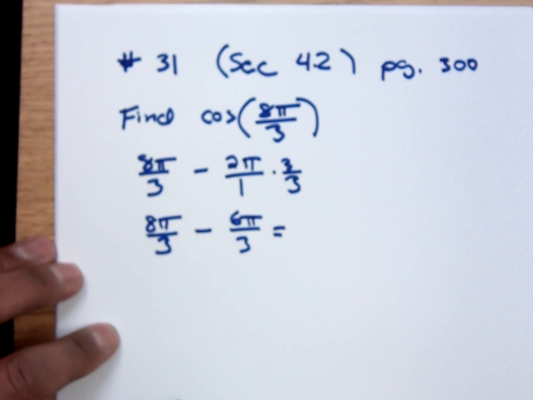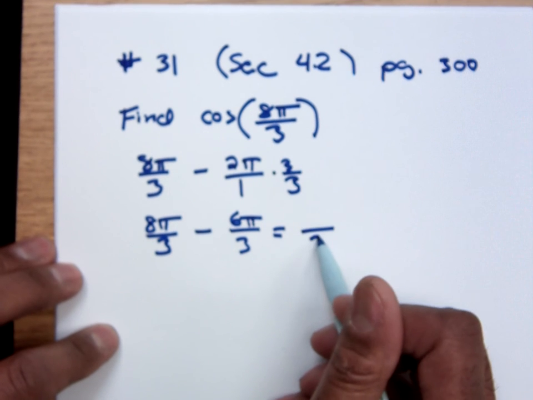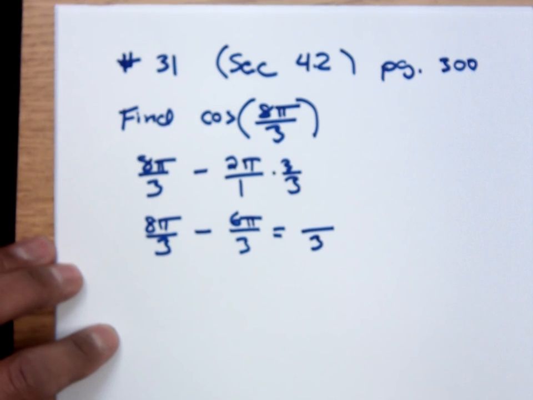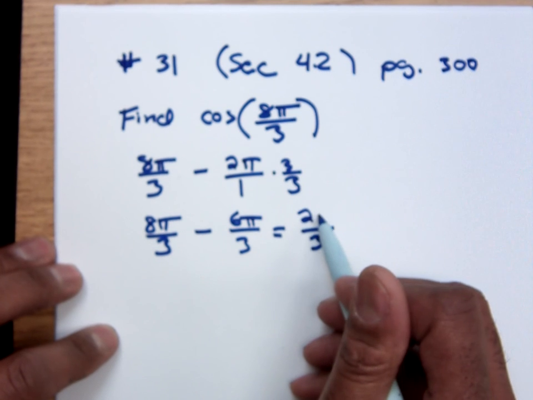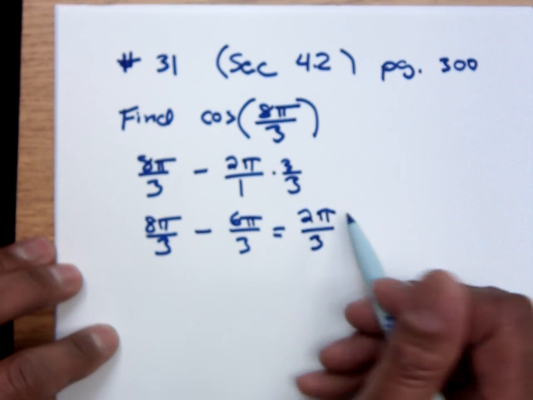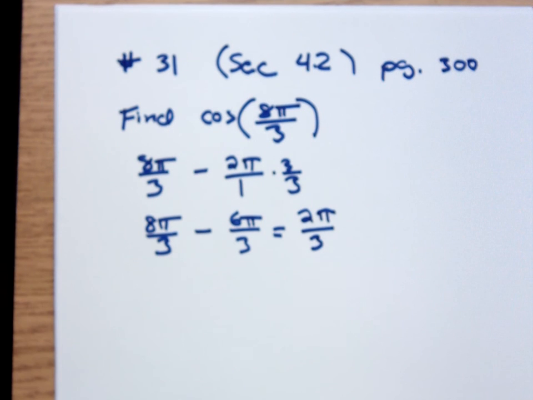So what is that equal to? What's 8 pi over 3 minus 6 pi over 3? Well, we know that the denominator is going to be 3. What's the numerator? 2 pi over 3. Okay. Is that on our unit circle? Yeah. Very good.